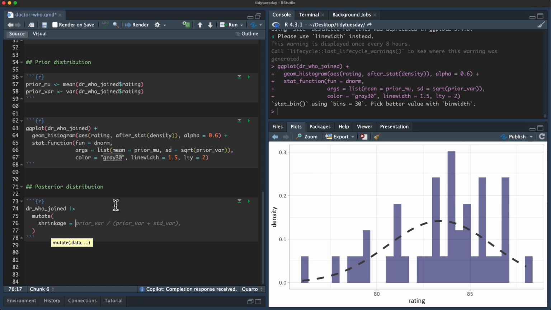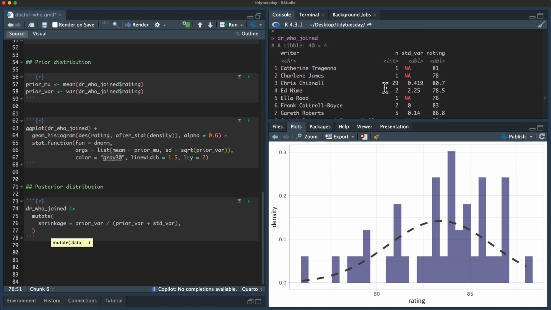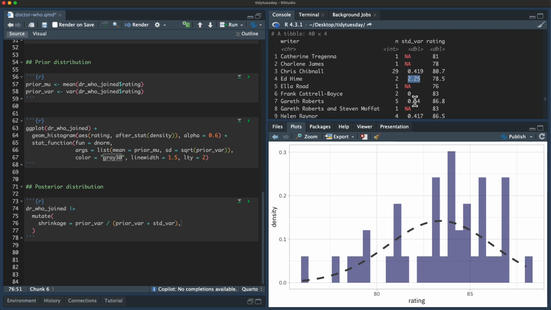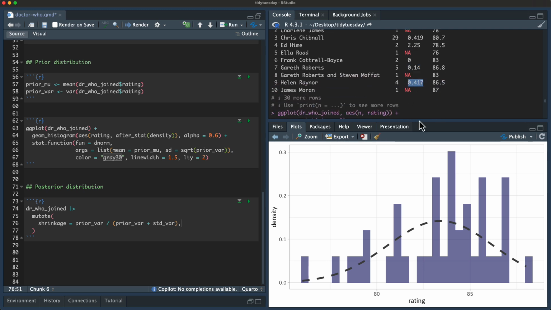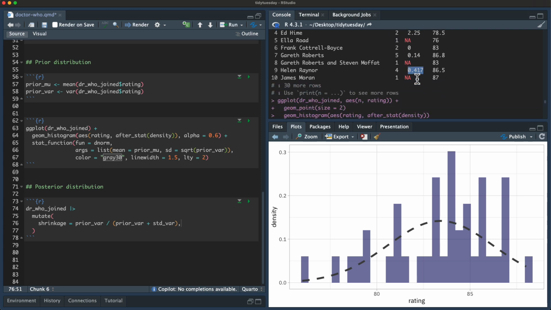That one is right. So we want the variance of the prior, which is this really broad thing here, divided by us adding together... remember, these are all squared. The prior plus, for each writer, their variance. So we're going to add together the variance of the prior together with the variance for each writer. So this gives us the shrinkage factor, and then we can do the shrinking.